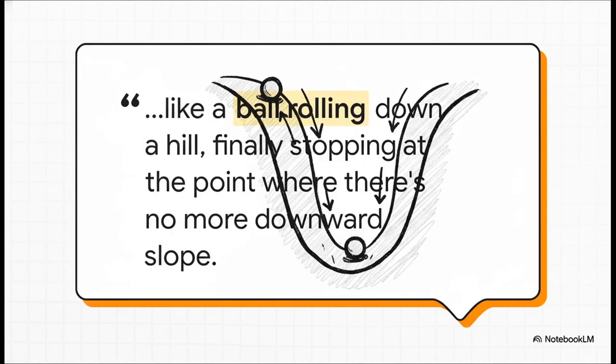The best analogy for this, seriously, is picturing a ball rolling down a hill. Imagine the loss score is a huge valley. The model starts somewhere up on the side of that valley. Each one of those little adjustments is like the ball taking a small roll downhill, always looking for a lower spot. Eventually, it finds its way to the very bottom of the valley, where it can't roll down any further. That's the point of minimum loss.